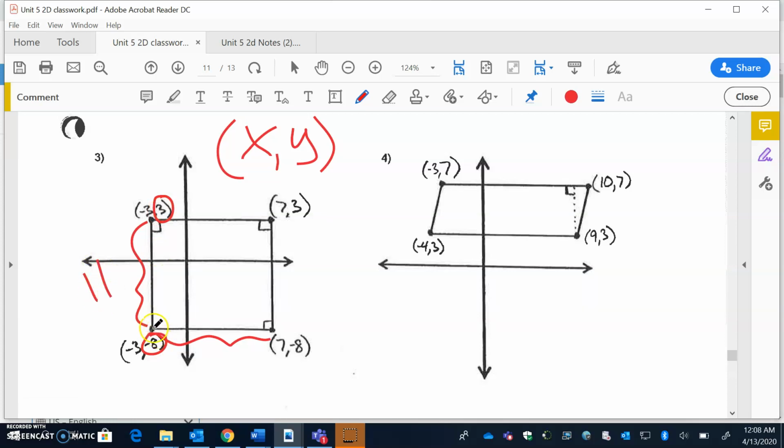So if we look at it, to get from -8 to 0, it would be a distance of 8. To get yourself from 3 to 0, it would be a distance of 3. So the entire distance would be an 11. All right, and we're going left to right now. That is like your x-axis. So I'm going to use the x coordinates. So how far is it from -3 all the way to 7?